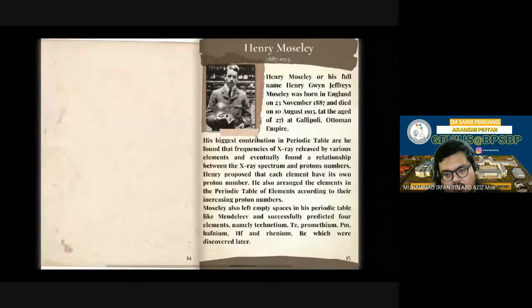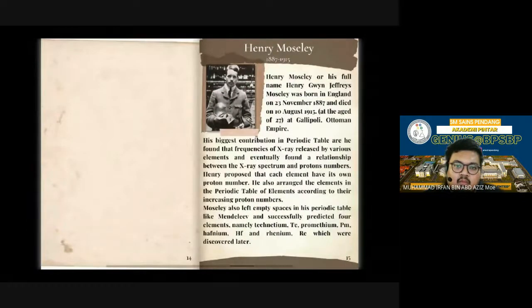Henry Moseley, or his full name Henry Gwyn Jeffreys Moseley, was born in England on 23 November 1887 and died on 10 August 1915 at the age of 27 at Gallipoli, Ottoman Empire. His biggest contribution to the periodic table is that he studied the frequencies of X-rays released by various elements and eventually found a relationship between the X-ray spectrum and proton numbers. Henry proposed that each element has its own proton number. He also arranged the elements in the periodic table according to their increasing proton numbers.